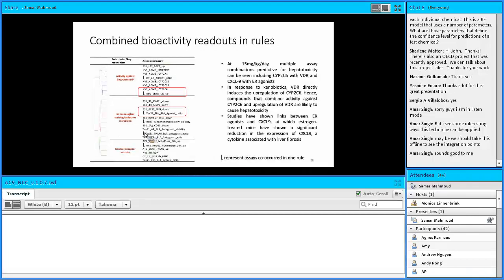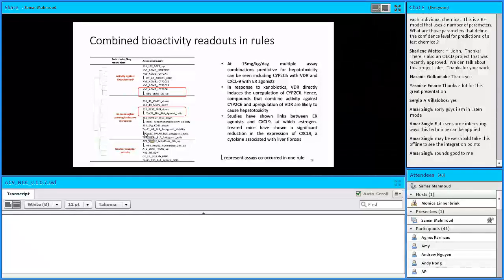Another observation is the combination of the cytochrome P C2 enzyme and activity of the vitamin D receptor. It's also interesting because the vitamin D receptor regulates the expression of cytochrome P. And what the data shows is, if the compounds have shown activity against the cytochrome as well as disrupting the vitamin D receptor activity, then there is a higher likelihood of observing hepatotoxicity.